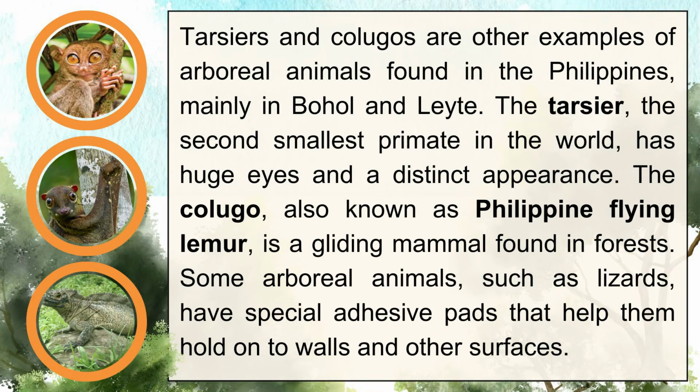Tarsiers and colugo are other examples of arboreal animals found in the Philippines, mainly in Bohol and Leyte. The tarsier, the second smallest primate in the world, has huge eyes and a distinct appearance. The colugo, also known as Philippine flying lemur, is a gliding mammal found in forests. Some arboreal animals, such as lizards, have special adhesive pads that help them hold on to walls and other surfaces.